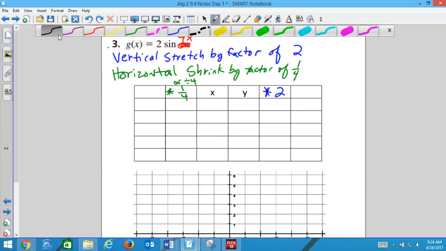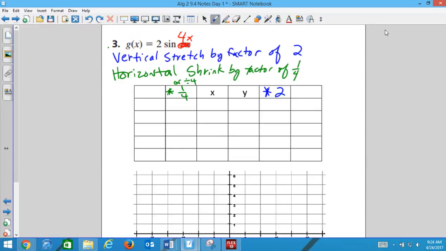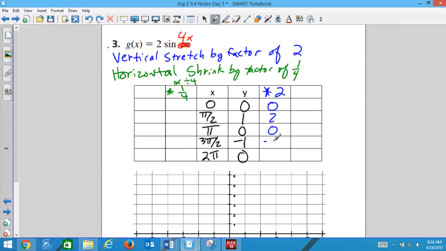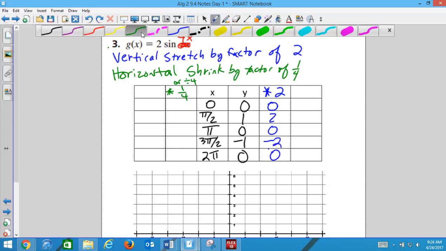We're going to put in our key points, and we look, and this one is sine. It doesn't matter what it is, so the x's are always the same. But it matters for the y values. This one's sine, and sine starts at 0. So 0, 1, 0, -1, 0. We multiply those by 2. And then the x side, we're multiplying each of them by a 4, or dividing by 4.